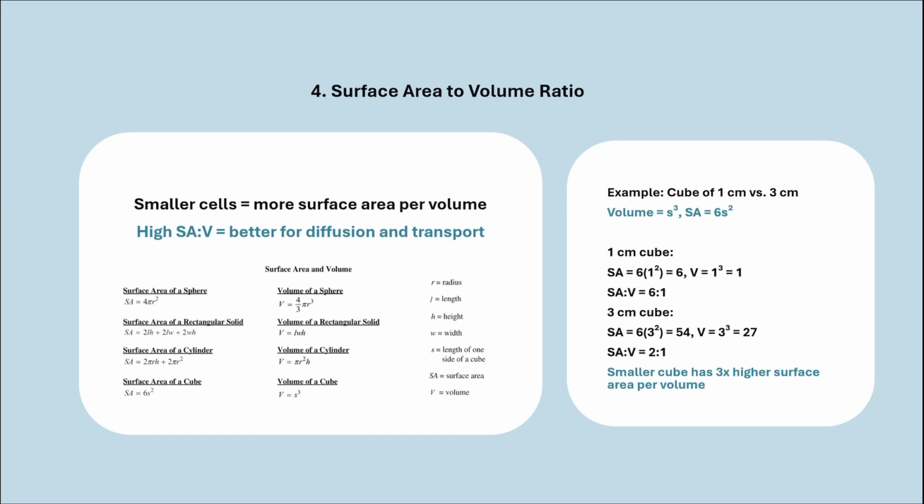And now a quick example. Let's compare 2 cubes. The 1 cm cube has a surface area of 6, volume of 1, so the ratio will be 6. The 3 cm cube has surface area of 54, volume of 27, so the ratio is 2. This shows that the smaller cube has 3 times higher surface area per volume. This could mean that the smaller cube has 3 times better diffusion efficiency.